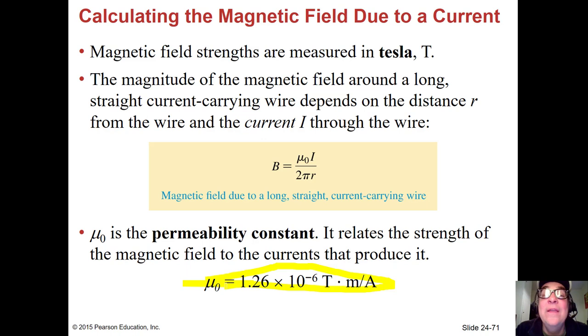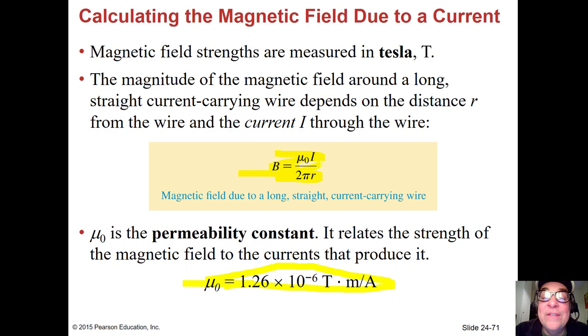We had epsilon naught with electricity. Now we have mu zero for magnetism. And we'll see mu zero and epsilon naught turn out to be related to the speed of light. We'll see that not today, but coming up in this chapter or the next chapter, actually chapter 25. Regardless of that, this is the strength of the magnetic field due to just a long straight wire.